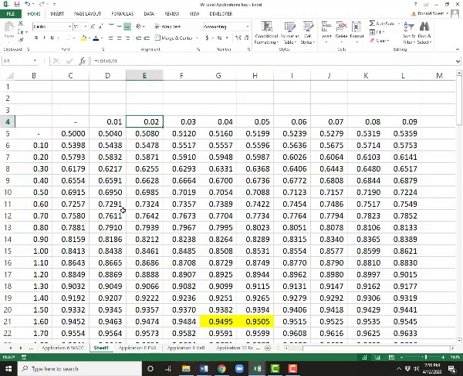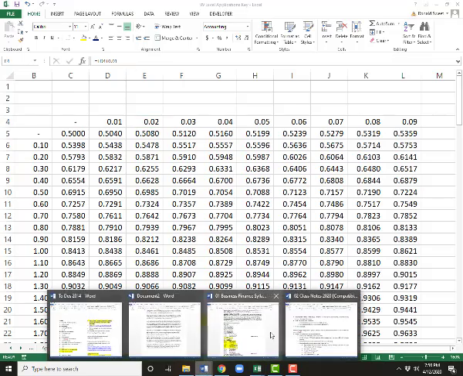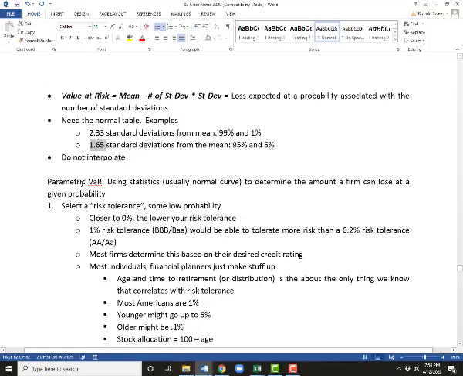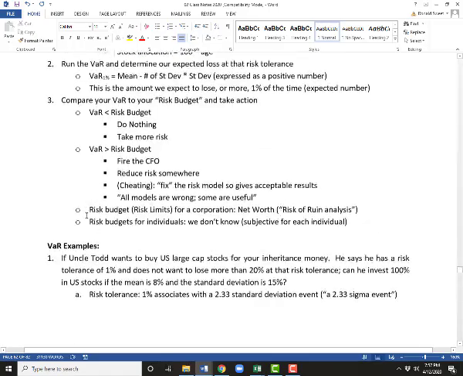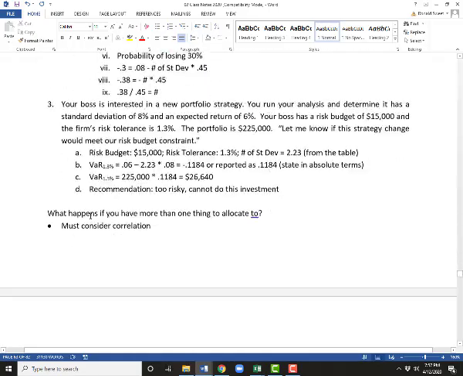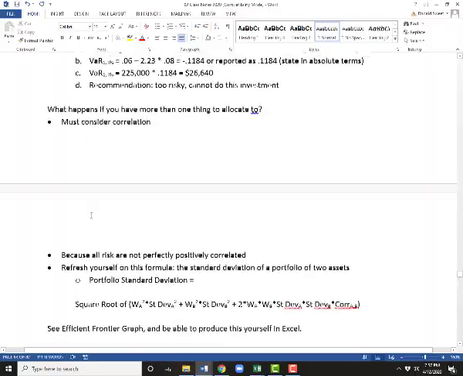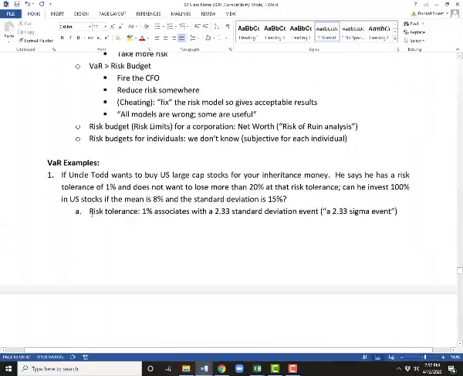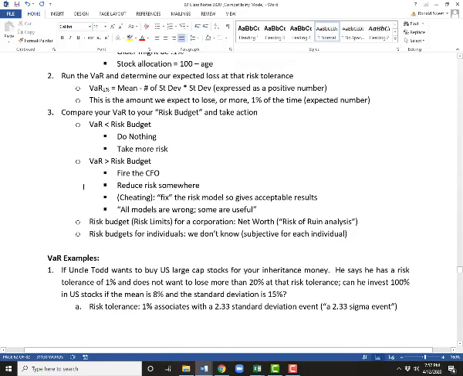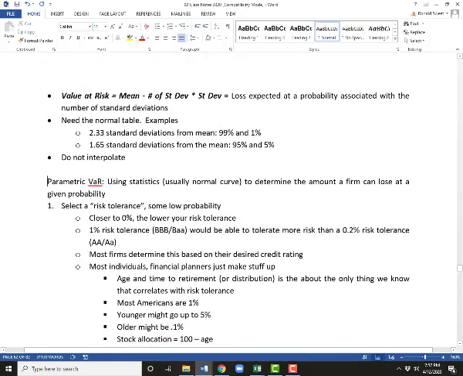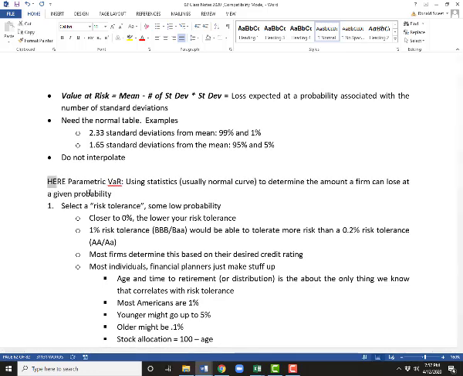In our next class, the first session, we'll probably work through some examples. For parametric VaR, we'll work through the process, and then we'll do some examples, and then probably the second or third session of the next class, we'll work the actual Excel applications problems. So let's stop it there, and next class we'll work through the process of parametric VaR.